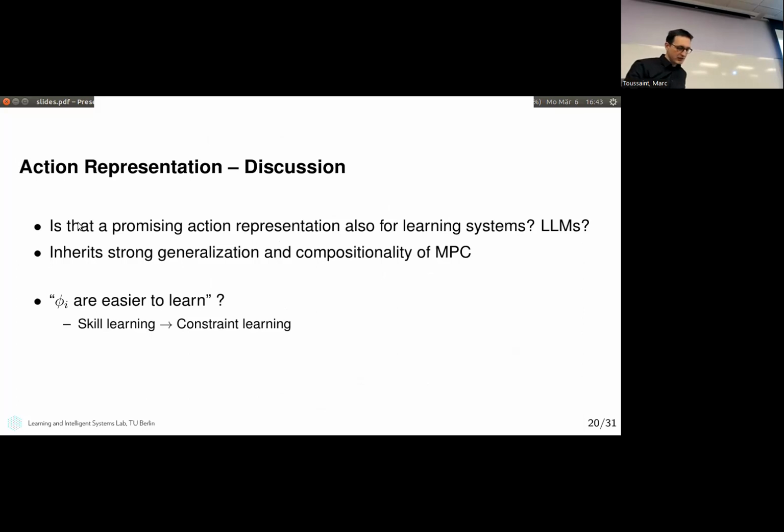Okay, now let's try to move on. I need to look at the time. So is this now an interesting action representation on a lower action level? Maybe also for LLMs. I think it inherits a strong generalization of MPC, which is great. With MPC, you can include collision avoidance or translation invariance. It doesn't really matter where the object is. If you define the constraints to be relative to the object, the MPC will solve it for you. I think it's also strongly generalizing in the sense of compositionality. You can add more constraints to the same MPC problem, for instance, for the left and the right hand at the same time, and it's not easy for other approaches to do that.